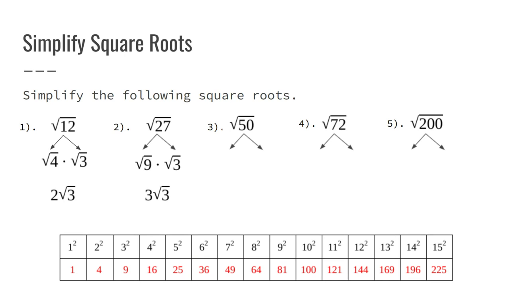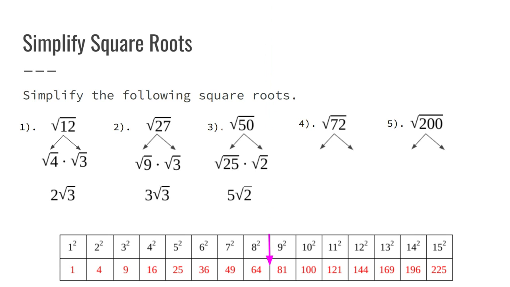Same thing for 50. I'm going to see where 50 falls in my perfect square list. I'm going to go down to the left and see what perfect square goes into 50. 49 doesn't go evenly into 50. 36 doesn't go evenly into 50, but 25 goes into 50 2 times. So I can split 50 into the square root of 25 times the square root of 2. And I'll end up with the square root of 25 being my perfect square. When it comes out, it becomes 5. So I'll end up with 5 times the square root of 2.